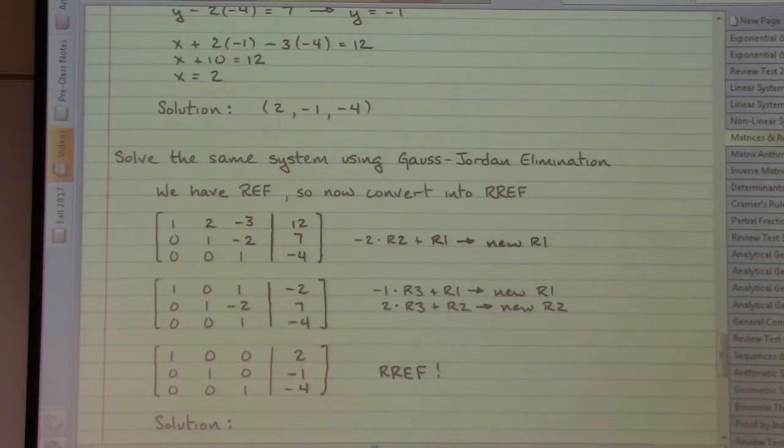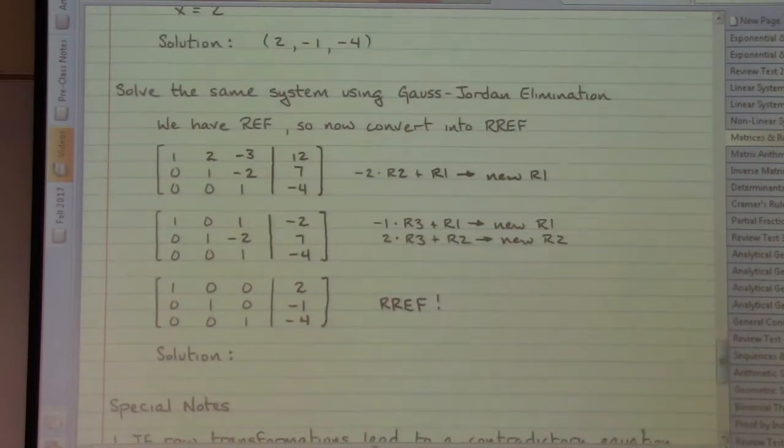Now we've got the reduced row echelon form, which automatically sends us to our solution. From the first row, x is equal to 2. From the second row, y is equal to negative 1. And from the third row, z is equal to negative 4. Now, let me make some special notes here, and then I'll come back and show you how you can bang something like this out using the calculator.